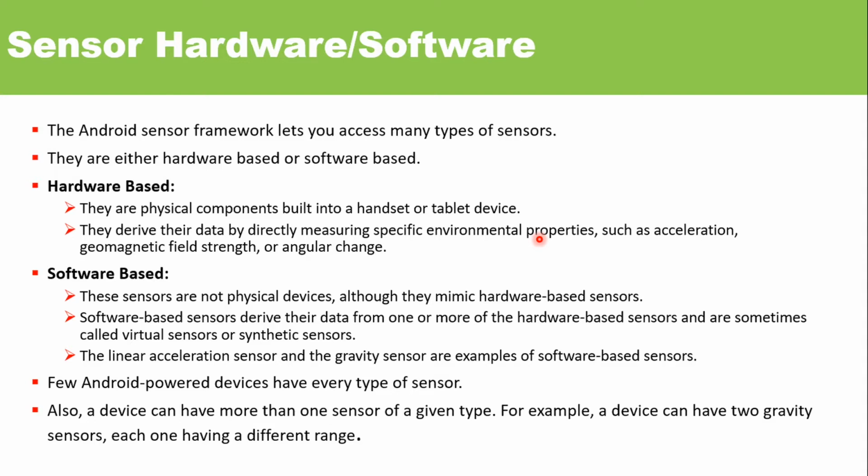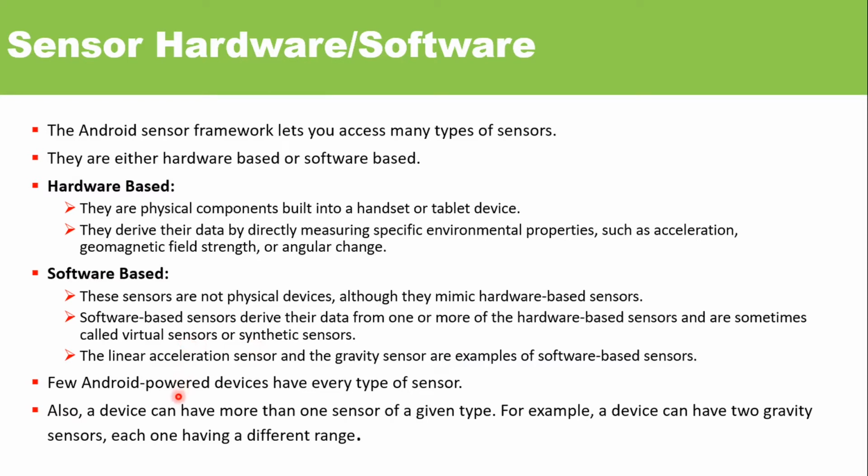Now software based sensors, on the other hand, are not physical devices, although they might mimic the hardware based sensors. These software based sensors derive their data from one or more of the hardware based sensors, and sometimes they are called virtual sensors or synthetic sensors, right? Now the linear acceleration sensor and the gravity sensor are examples of software based sensors, because these two sensors basically derive their data from more than one hardware based sensor. That is why they are known as synthetic or virtual sensors.